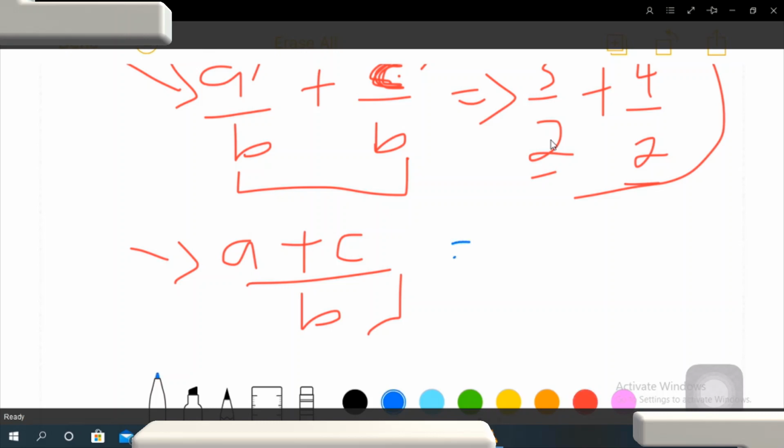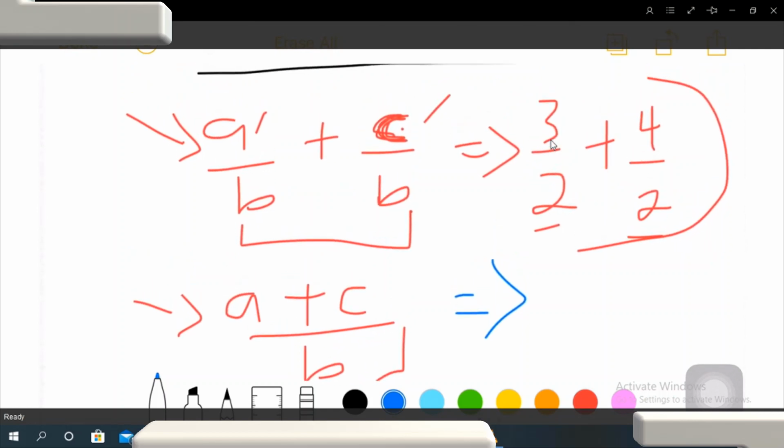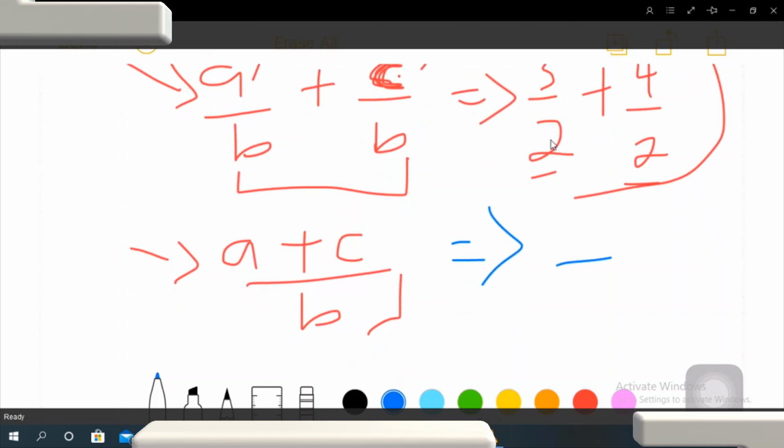Now let's apply that to our question of 3 over 2 plus 4 over 2. We said we maintain one of the b's, so we pick the nicest 2. I'll pick this 2, or you can pick those 2. I've picked this 2. Then you just add the numerators. So 3 plus 4 will give us 7 over 2. That is all you need to do. The same thing applies to subtraction.